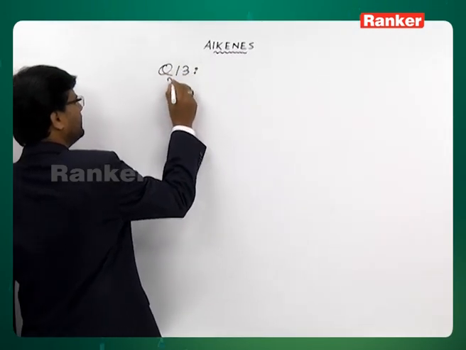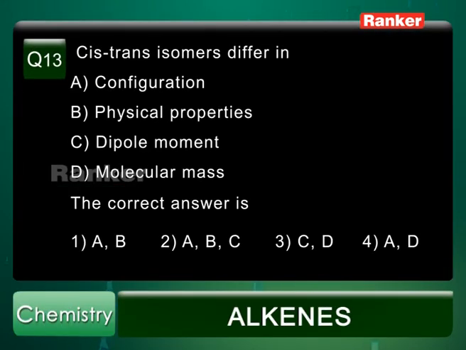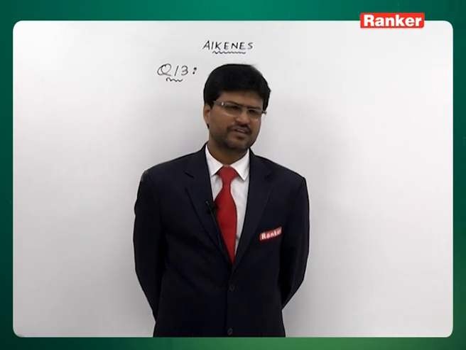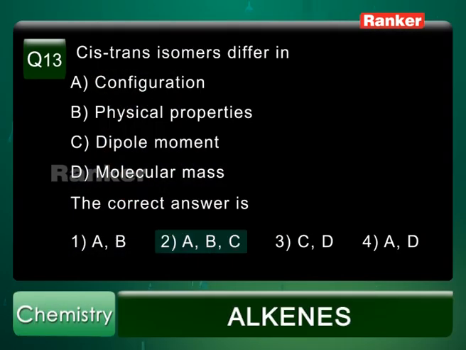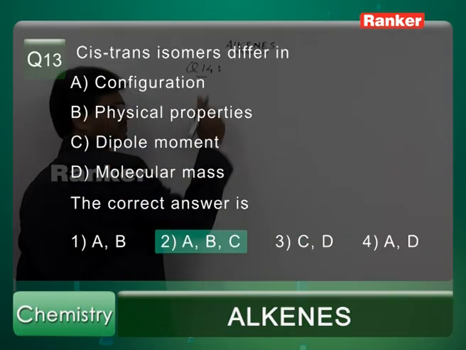Question number 13. Cis-trans isomers differ in A. configuration, B. physical properties, C. dipole moment, and D. molecular mass. And the options given are first option AB, second option ABC, third option CD, and fourth option AD. Actually, cis-trans isomers not only differ in their configuration, they differ in their physical properties as well as dipole moment. So, the correct answer is second option A, B, and C.